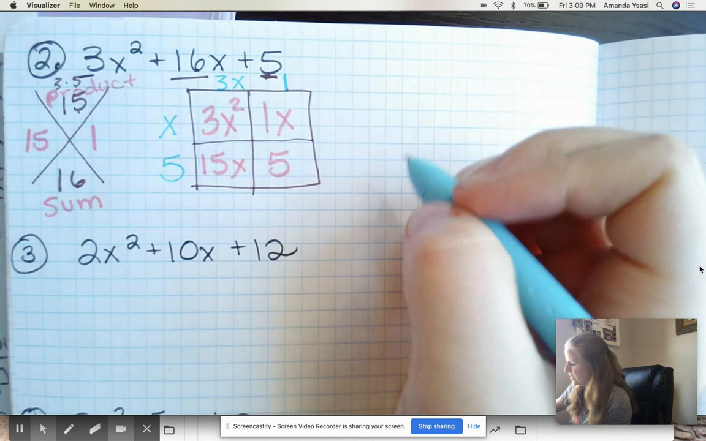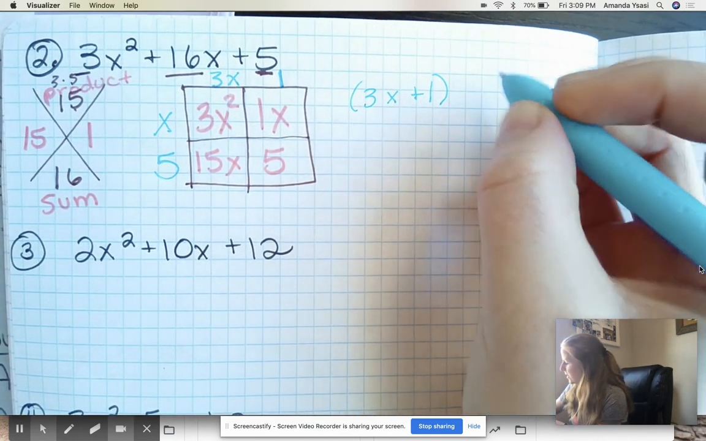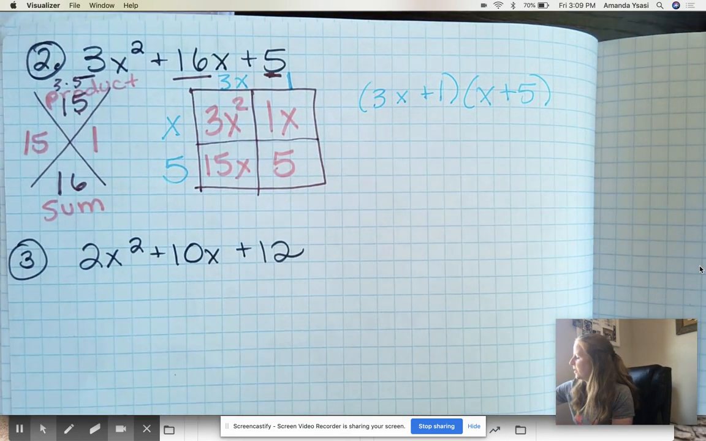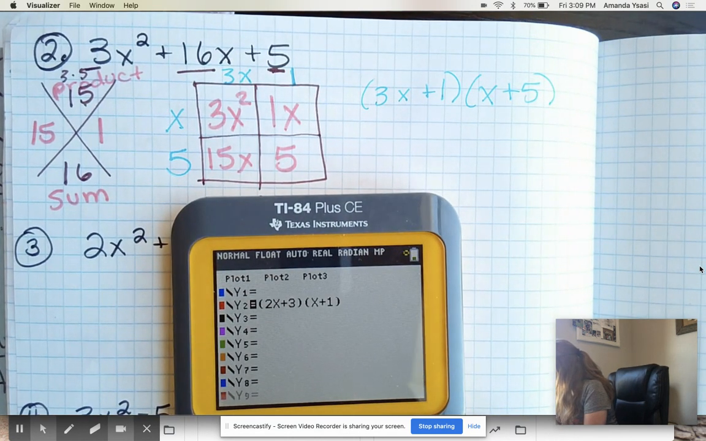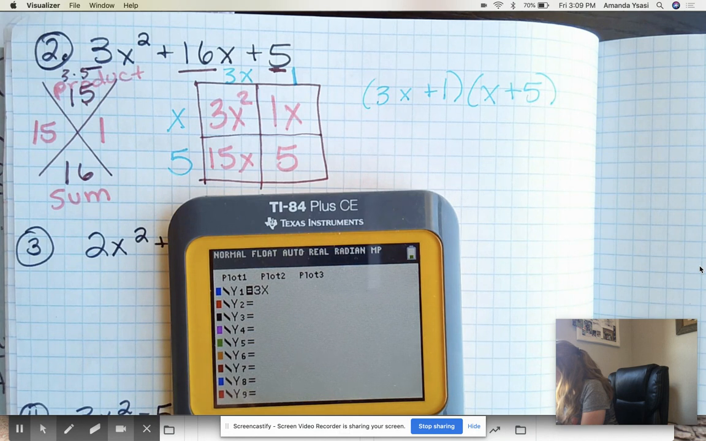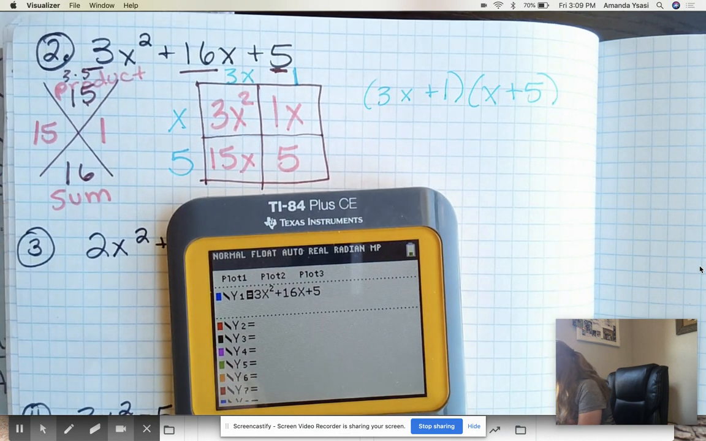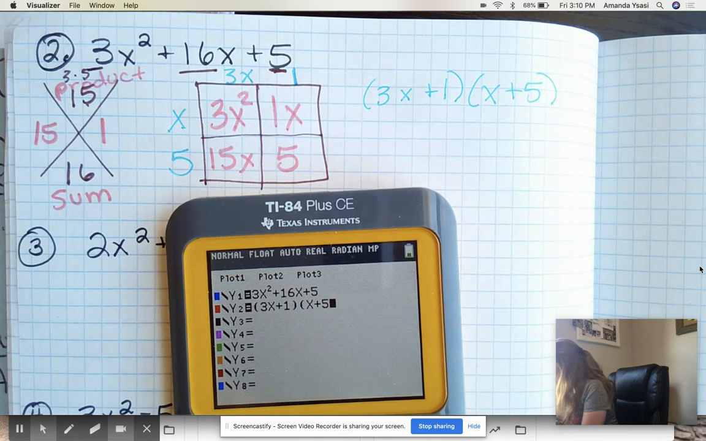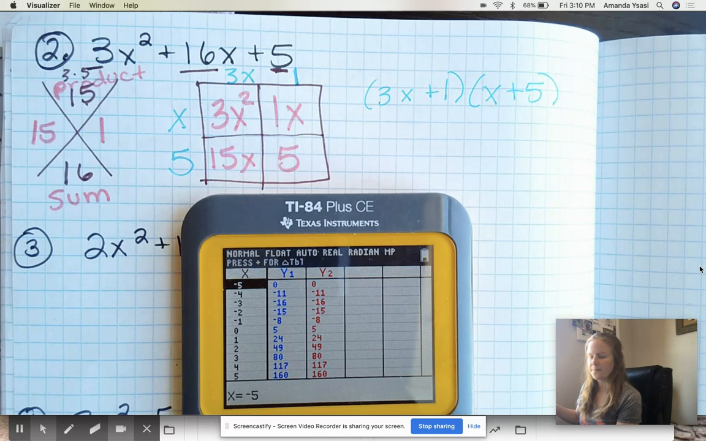All right, so then this answer would be 3x plus 1 and x plus 5. And again, you can check that by putting it in your calculator. So clear that one out. Let's do 3x squared plus 16x plus 5, and then 3x plus 1, x plus 5. And then look at your table. The table is the exact same, so we did it right.